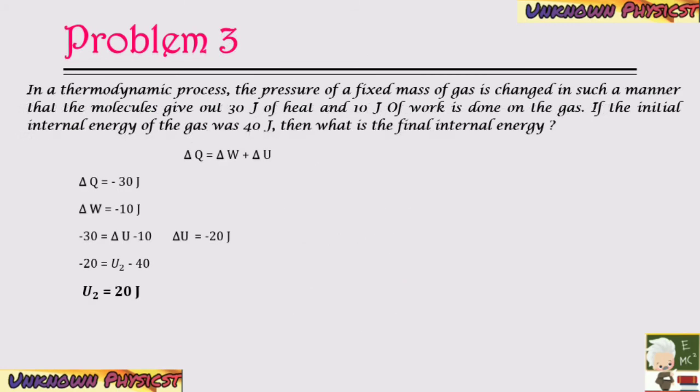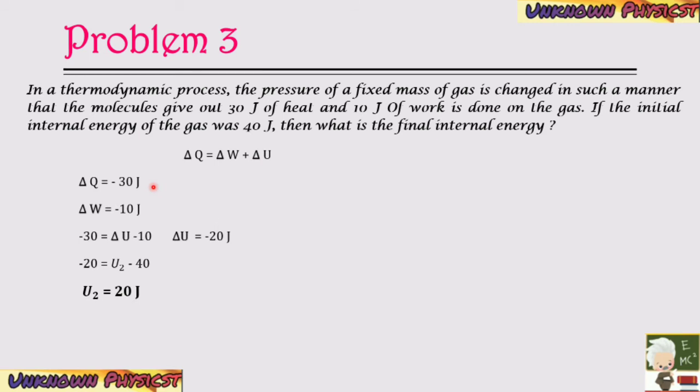The next problem: in a thermodynamic process, the pressure of a fixed mass of a gas is changed in such a manner that the gas gives out 30 joule of heat and 10 joule of work is done on the gas. If the initial internal energy of the gas is 40 J, then what is the final internal energy? They are asking for our final internal energy. By the first law of thermodynamics, delta Q is equal to delta W plus delta U. They have given delta Q as 30 joule.